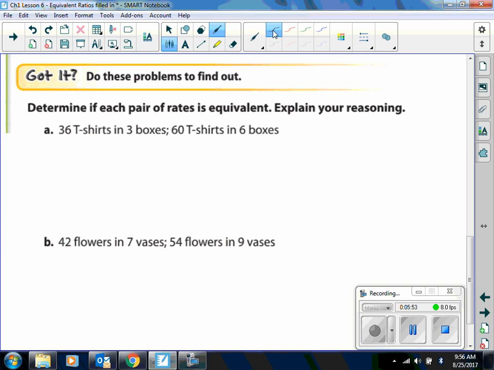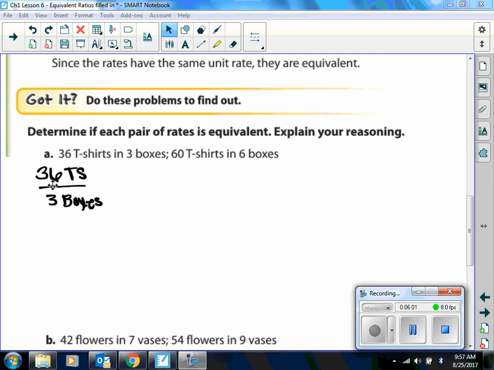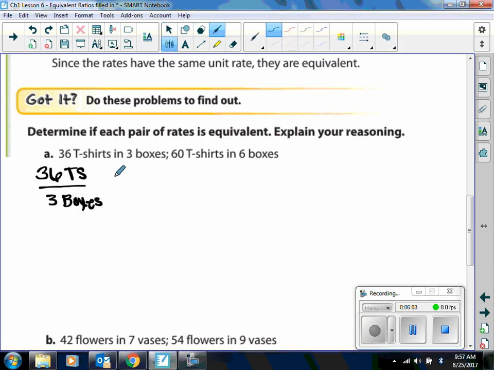So the first rate is 36 t-shirts in 3 boxes. So here we have 36 t-shirts in 3 boxes. And how am I going to change this to a unit rate? We're going to divide by 3. Very good. So we'll divide by 3 here, and we will divide by 3 there. So the unit rate that we end up with is, very good, 12 t-shirts in 1 box.